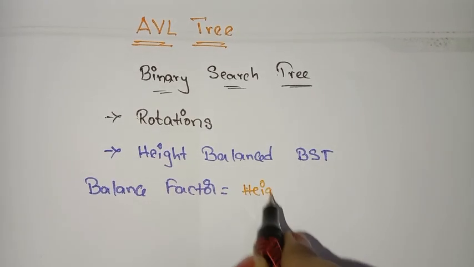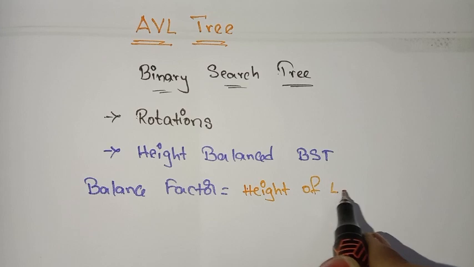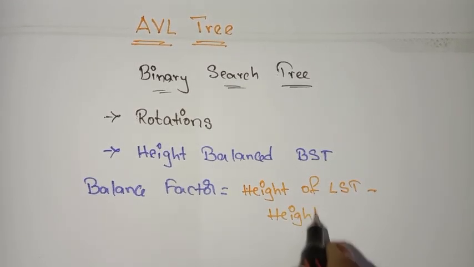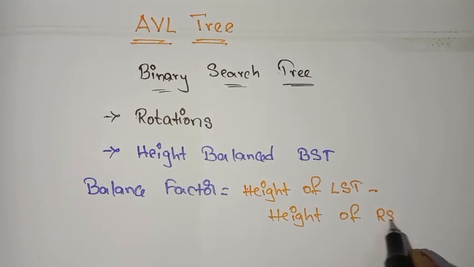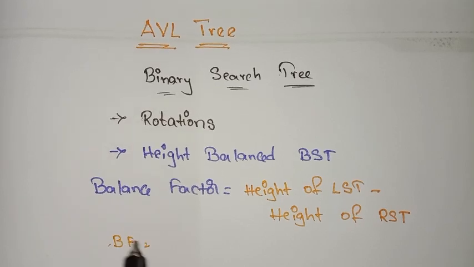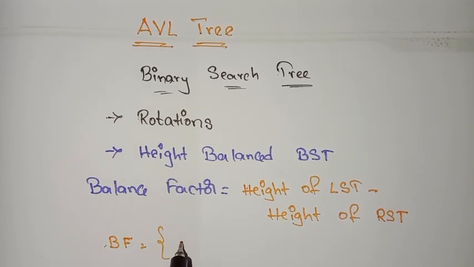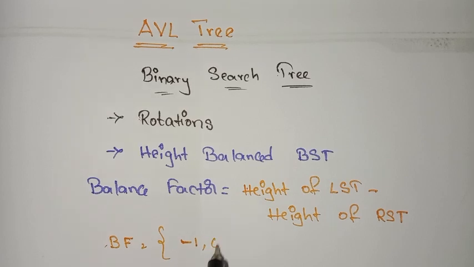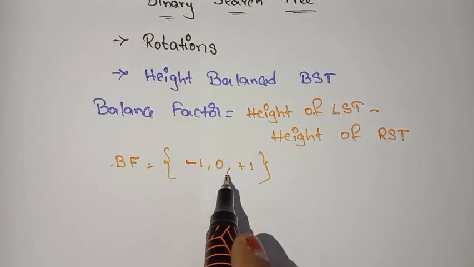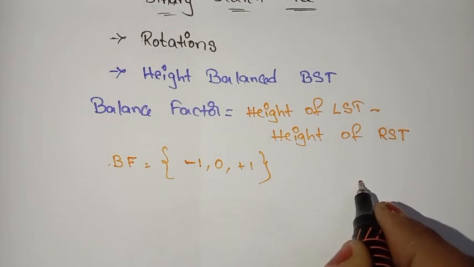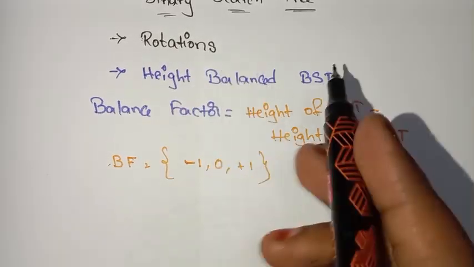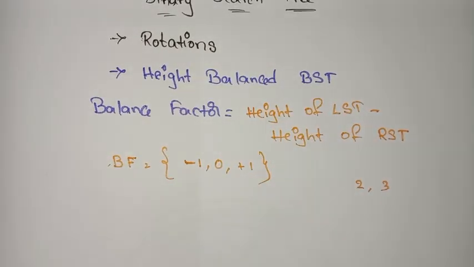Height of left subtree minus height of right subtree. So this balancing factor will be in between minus 1, 0 and plus 1. If it is 2 or 3, then we need to perform the rotations and then we get the height balance in the binary search tree.